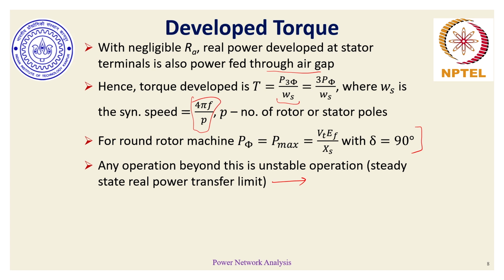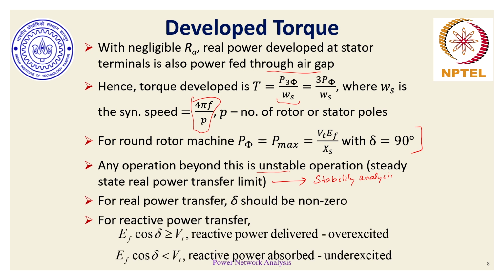We'll discuss more about this in the last module of this course, which is going to be on stability analysis. So till that time, please have patience. We'll come back to this particular aspect, why delta equal to 90 is the safest possible operation, and any operation beyond this would be unstable for the synchronous generator as well as the grid. We'll talk about it in the last module.